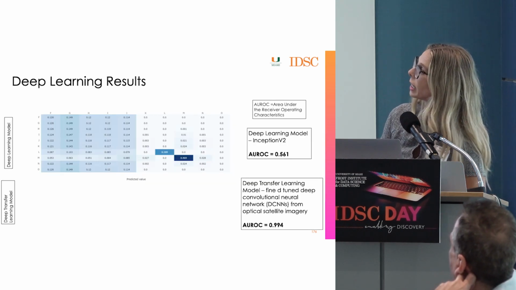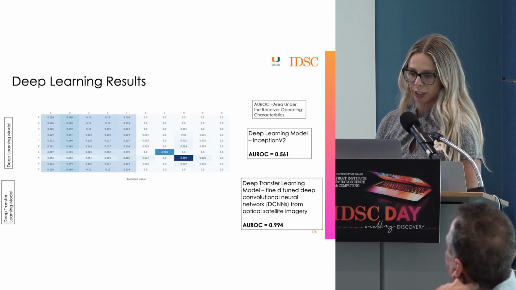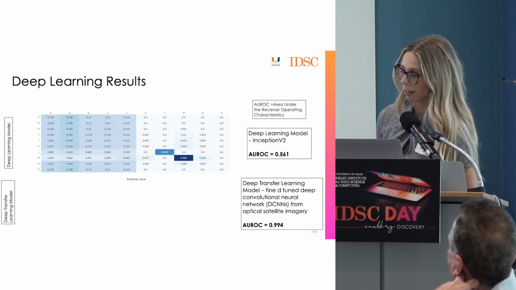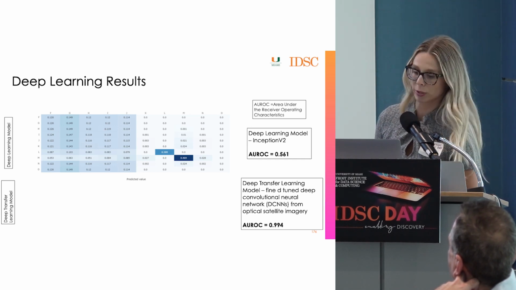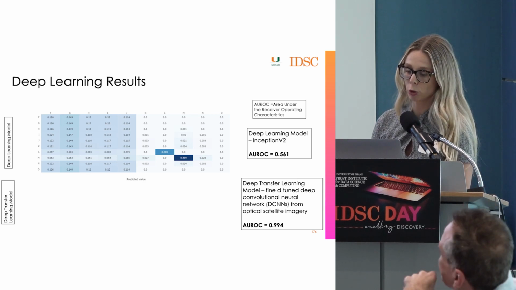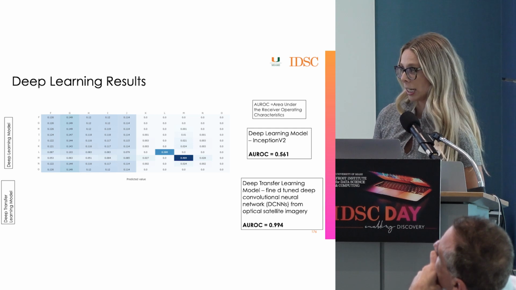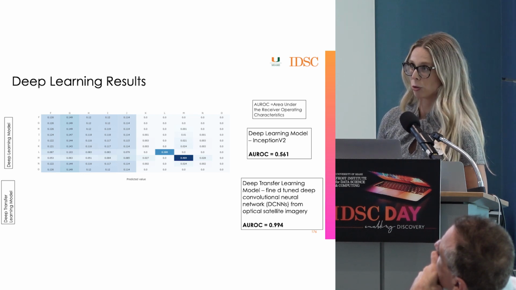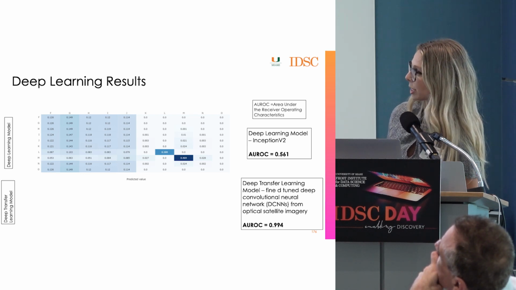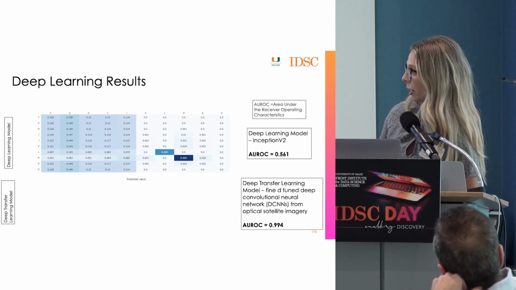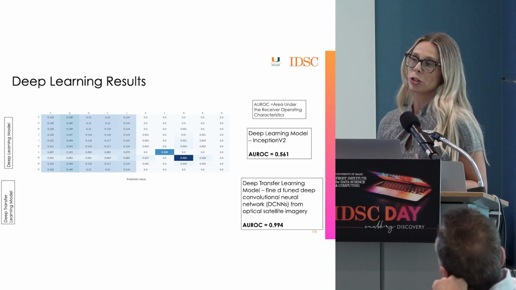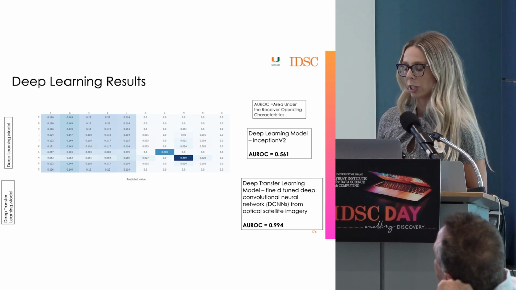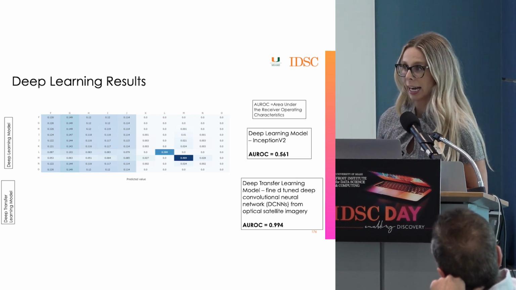So we applied a couple of different algorithms to this data set in order to see if we were properly identifying. Using a deep learning model approach with Inception version 2, we weren't doing very well. Our AUC, area under the curve, was about 0.6, so not really distinguishing between our different features. But when we apply a transfer learning model, towards the bottom, a fine-tuned model using optical imagery, we get much better results with an AUC of 0.95.